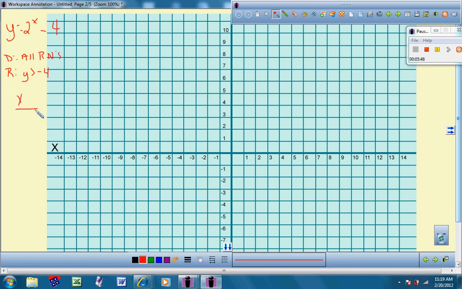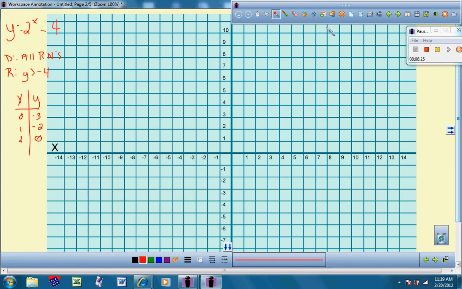Okay, xy table, again choose values that are going to make it easy to graph. 2 to the 0 power is 1, 1 minus 4 is a negative 3. Alright, so let's go ahead and do 2. When x is 1, we get 2 to the first, which is 2. 2 minus 4 is negative 2. When x is 2, 2 squared is 4. 4 minus 4 is 0.